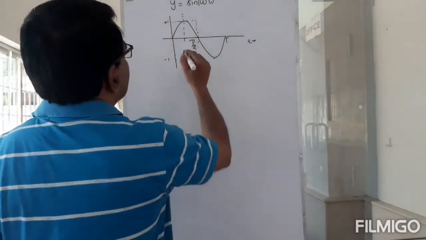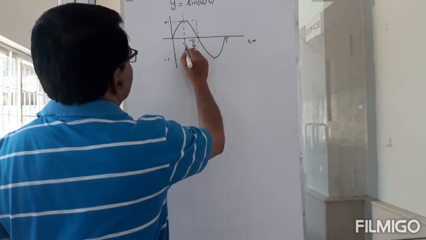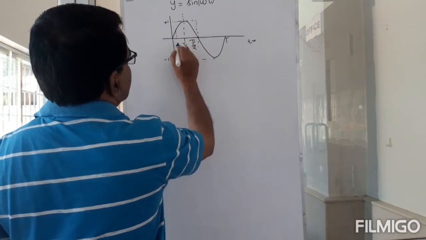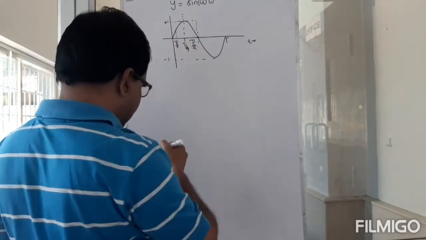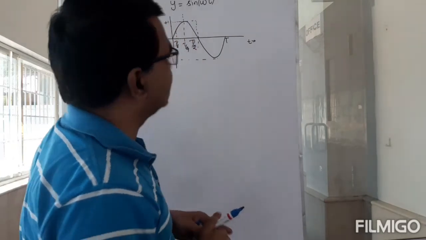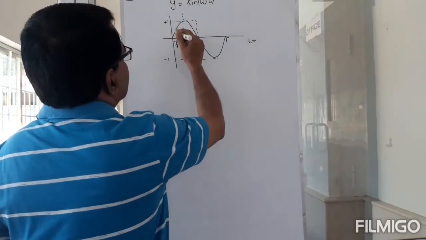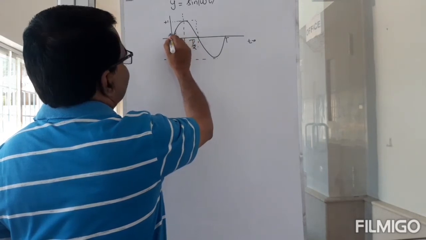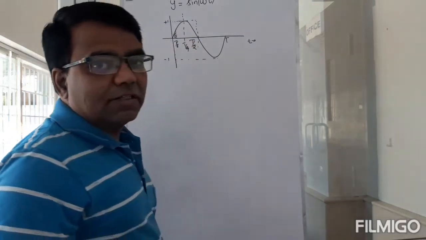If I do it for T by 8, T by 4, so this would be T by 8, right? 45 degrees. So T by 8. You notice here, if you were to calculate the average, the mean value and the average value for this area, then it will be somewhere here. It will be different.